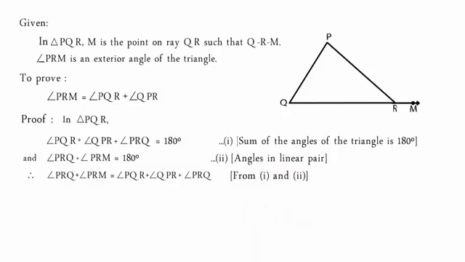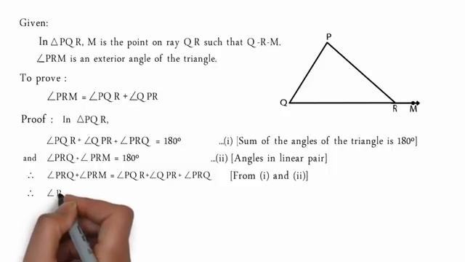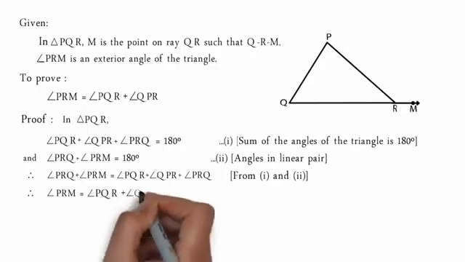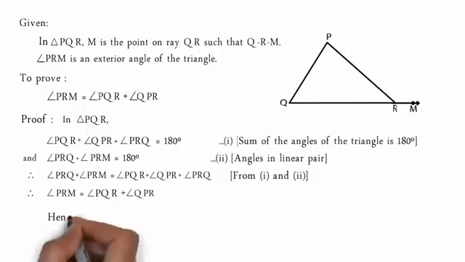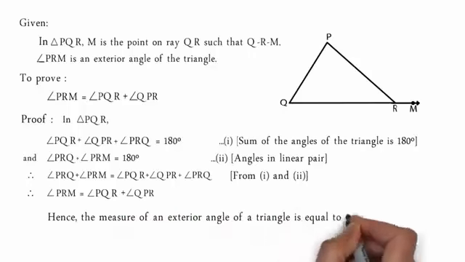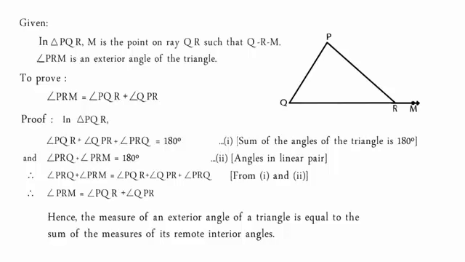Thus, angle PRQ from both sides gets cancelled. Therefore, angle PRM is equal to angle PQR plus angle QPR. Hence, the measure of an exterior angle of a triangle is equal to the sum of the measures of its remote interior angles. Hence, proved.